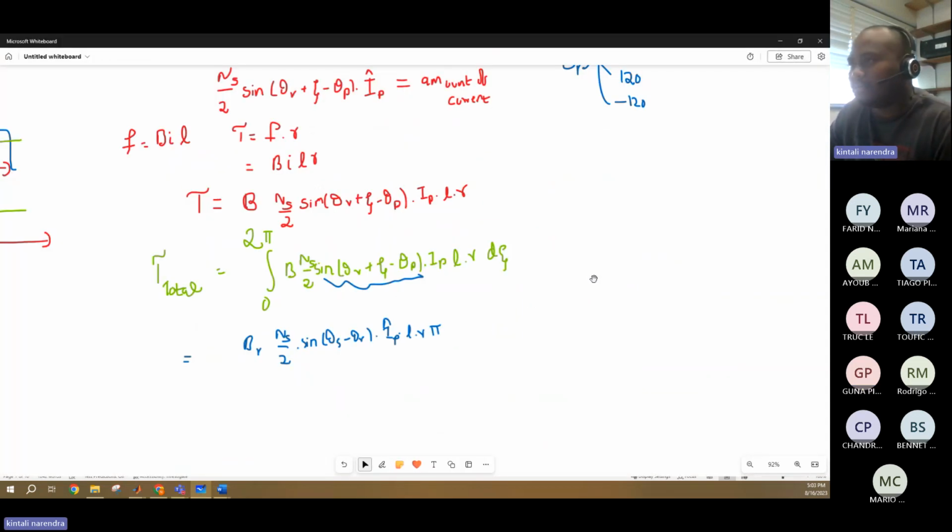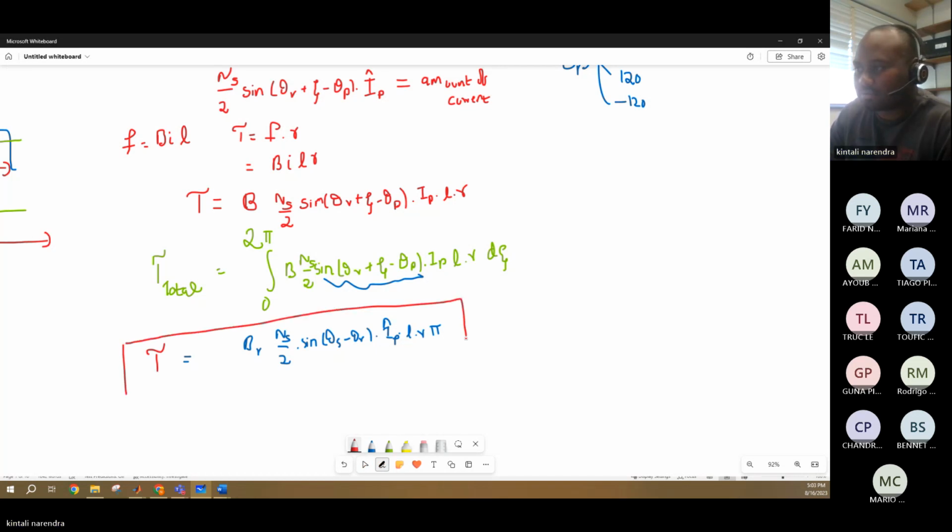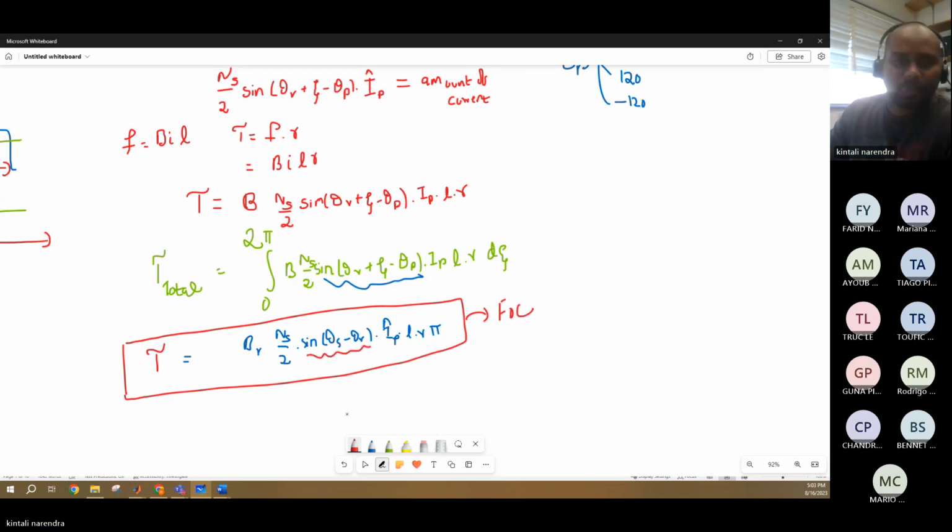So this is the simple derivation. There is no need to remember that derivation, but remember this equation. This is important, because once you know the equation, then you will know field oriented control, which is happening because of this term. So B R NS by 2 sine of theta S minus theta R, IP phase current or stator current, L into R into I, is the torque developed in a brushless DC motor.